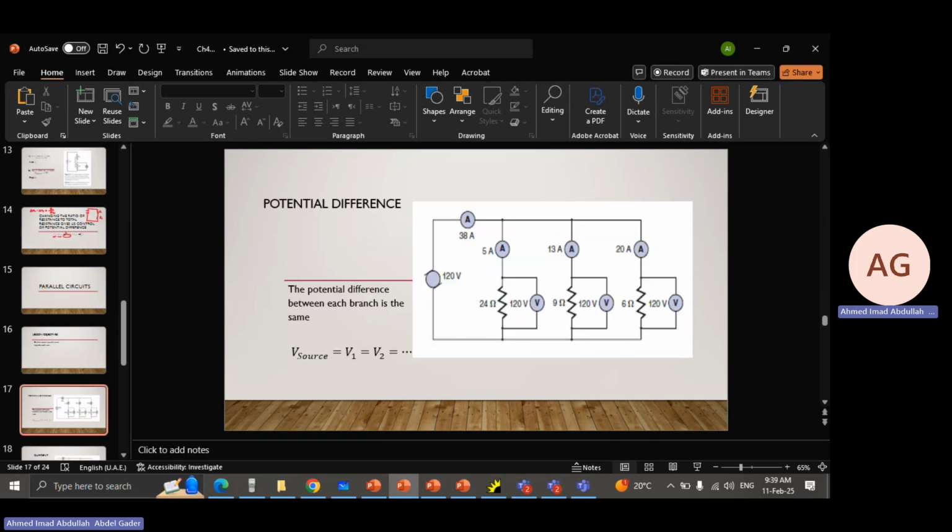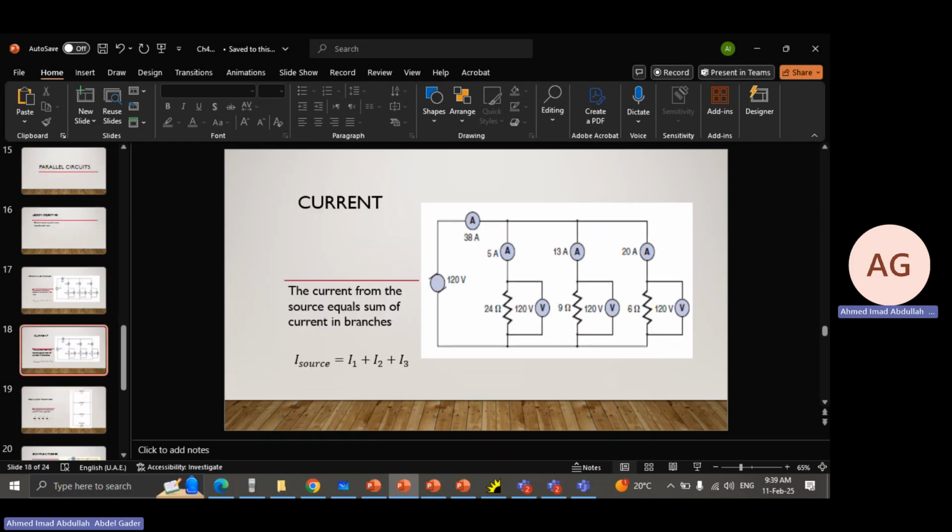Parallel circuits are slightly different. Each branch will have the same potential difference as the battery. However, the current is distributed. Of course, current takes path of least resistance.